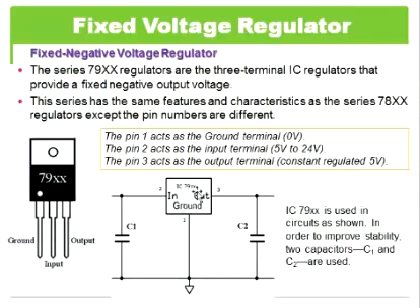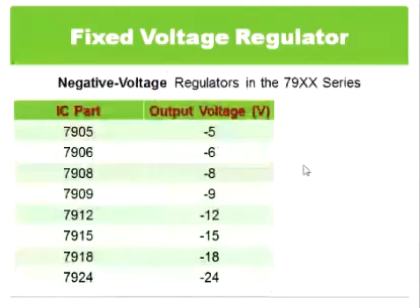This is the configuration for the regulators. Here we use two capacitors, C1 and C2. Again, this is for filtering, in order to improve the stability of the input signal, and the regulation happens here. Between terminals 1 and 2 we give the input, and the output is measured between 1 and 3. So these are the commonly available 79 series ICs, the IC 79XX series.